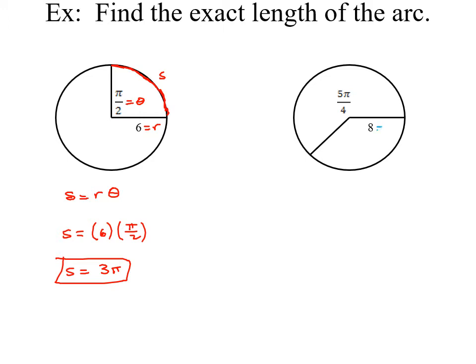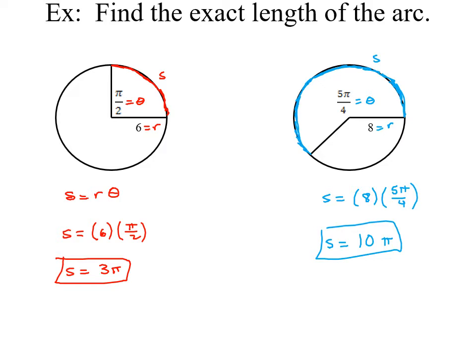So on this other one, the 8 is the r. The 5 pi over 4 is your theta. The arc length would be the part around the outside, like this. That is your arc length. So your S equals r theta, which would be 8 times 5 pi over 4. 4 goes into 8 2 times. 2 times 5 is 10, so this is 10 pi. And that would be the length of the arc.